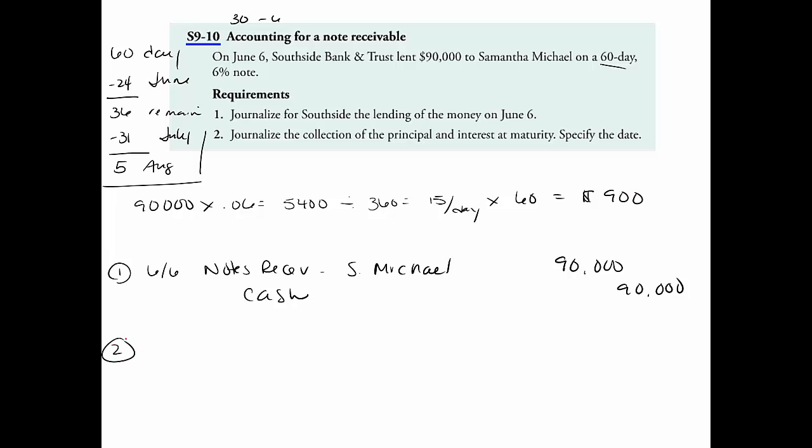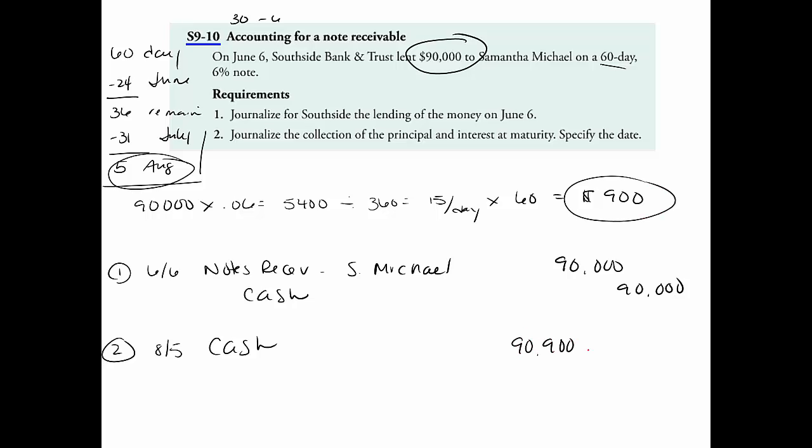So the second part says, journalize this and specify the date. So on August 5th, she's going to pay me back. So I'm going to get cash because she's paying me back. And she has to pay me the $90,000 in principal plus the $900 in interest. So I should be getting $90,900 in cash. I credit the notes receivable to show that she doesn't owe me that anymore.